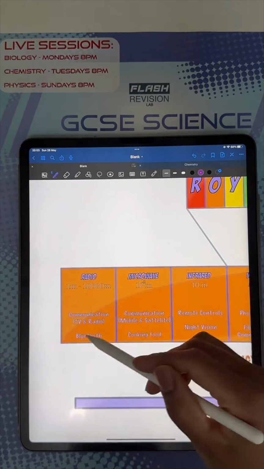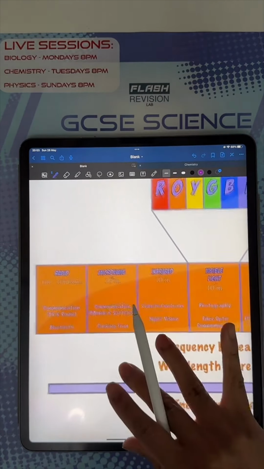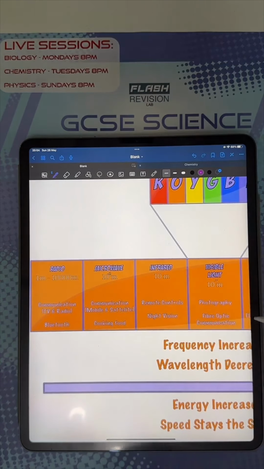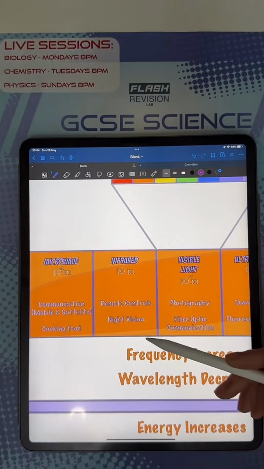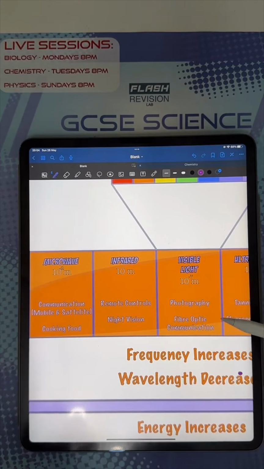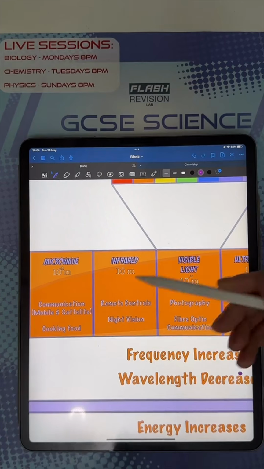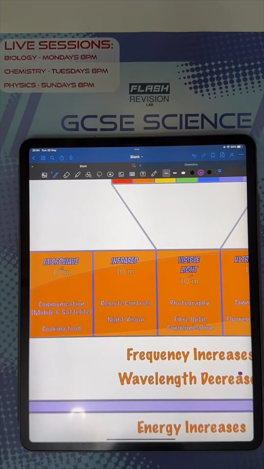So radio waves, communication, Bluetooth. Microwaves, communication, that's more like satellite communication. Also in cooking food, obviously, you've got microwave ovens. Infrared, remote controls, night vision. So thermal cameras basically pick up heat. Infrared is heat in the form of waves. So it picks up heat from objects and turns up in night vision.